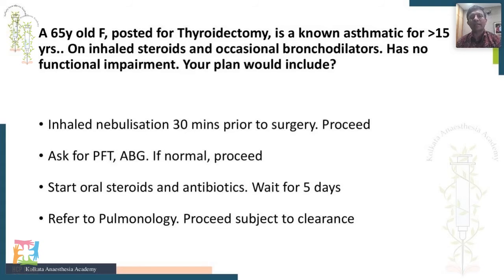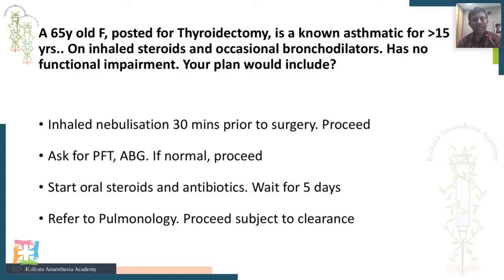Okay, so this is a 65-year-old female posted for thyroidectomy. She is a known asthmatic for more than 15 years. She's on inhaled steroids on a regular basis, occasional inhaled bronchodilators, and has absolutely no functional impairment. She does her routine work. She is able to climb 2 flights of stairs. She is not breathless. She talks to you perfectly. Our routine hematology and biochemistry are normal. What would your plan for this lady be?